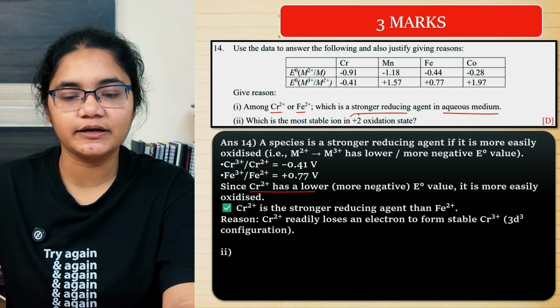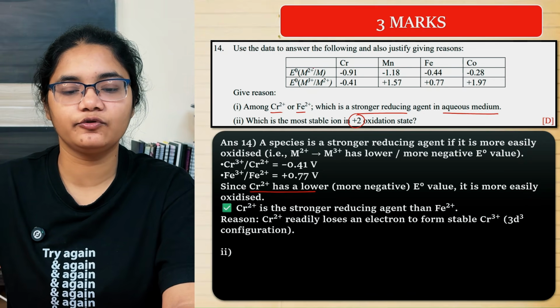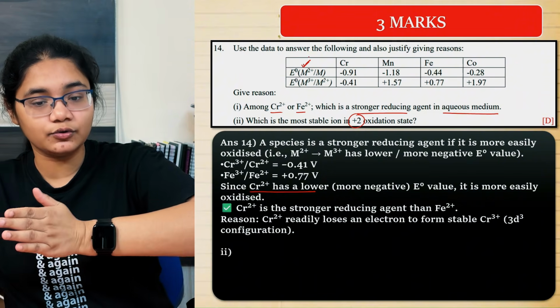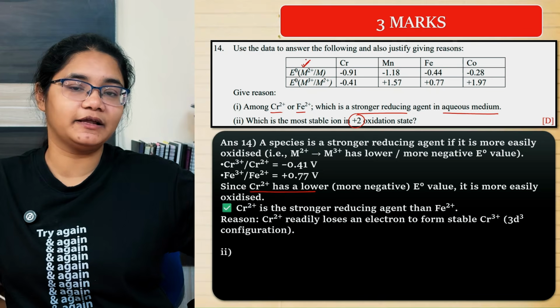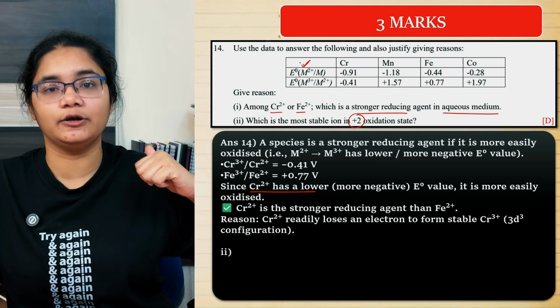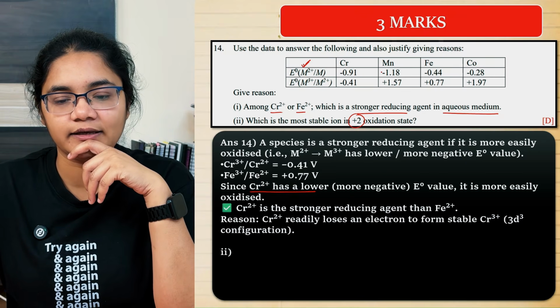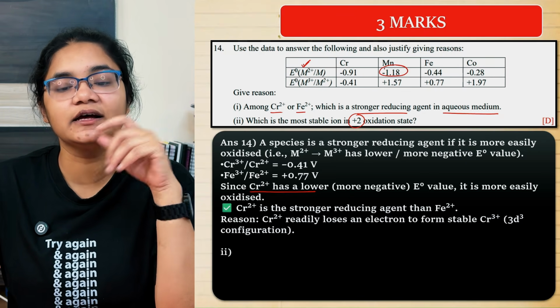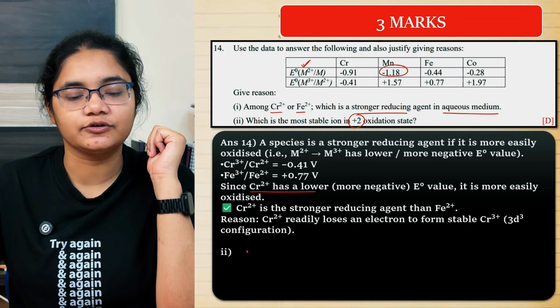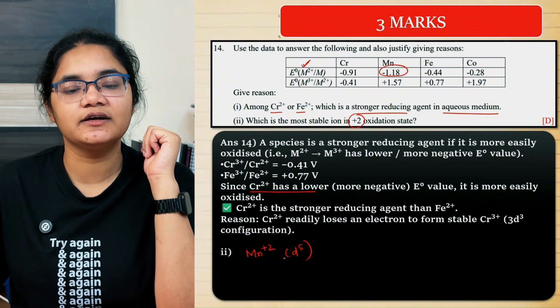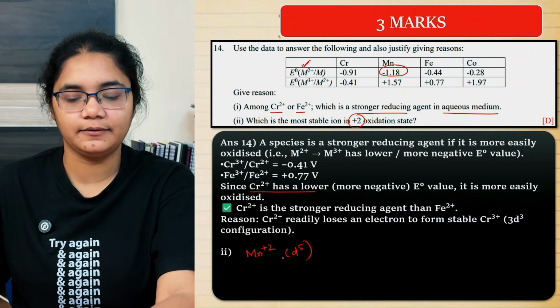Next, which is more stable in the +2 oxidation state? If it is stable in the +2 oxidation state, then its reduction from M2+ to M will have a very low value because it is already stable. It doesn't want to come to the M state. So this particular element has the least reduction potential, and that is why the answer here has to be Mn2+. The reason is also the d5 configuration, which is a stable configuration.